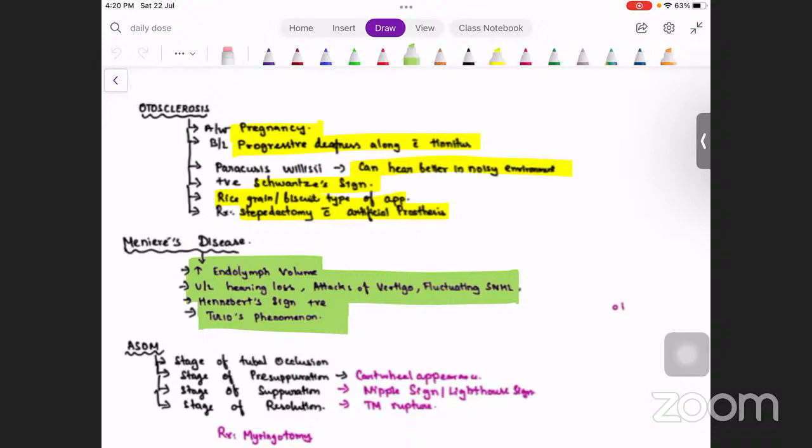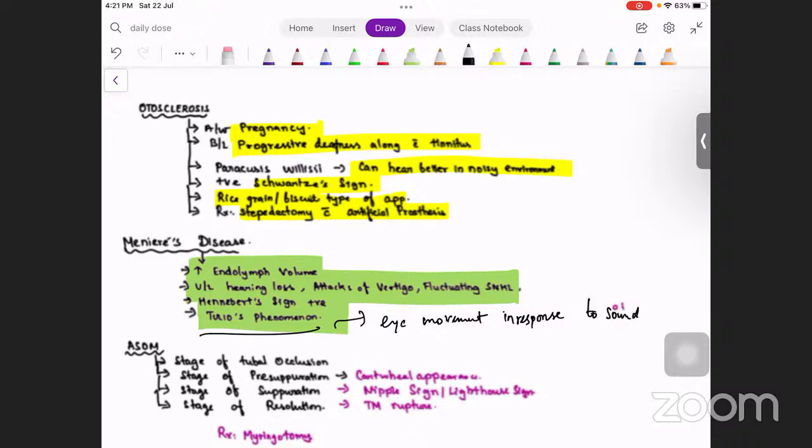What is this Tullio's phenomenon? Eye movement in response to sound is called Tullio's phenomenon, and it is seen in Meniere's disease. So: increased endolymph volume, unilateral hearing loss, attacks of vertigo or fluctuating sensorineural hearing loss, followed by Hennebert sign, followed by Tullio phenomenon, where you see eye movement in response to sound.